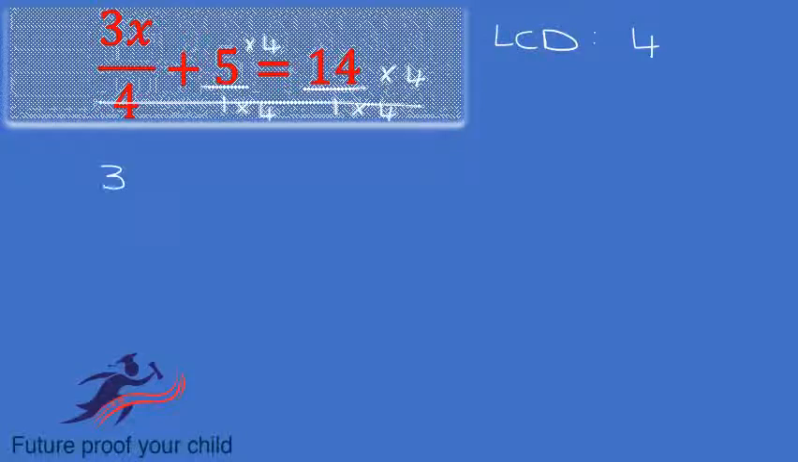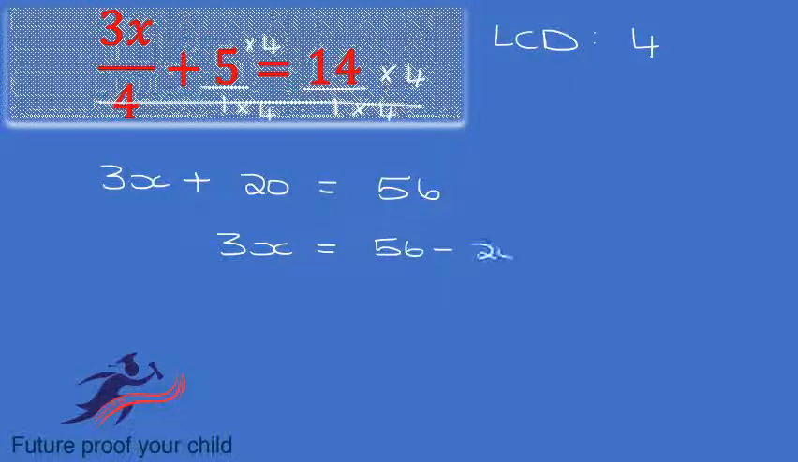So you've got a 3x plus, and then 5 times 4 is 20. And then you've got your 14 times 4, which is 56. Then you isolate your 3x by subtracting 20 on both sides. So you get 56 minus 20. So therefore you are left with 3x equals, and then 56 minus 20 is 36.